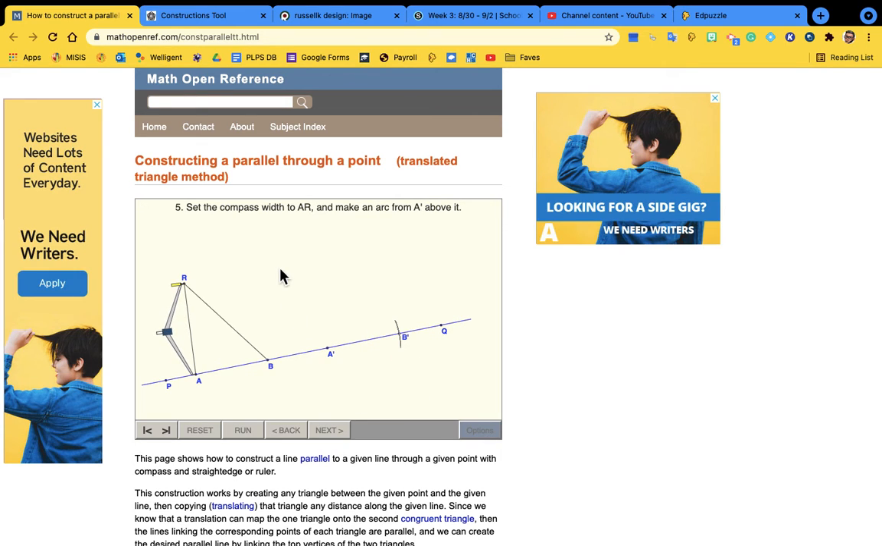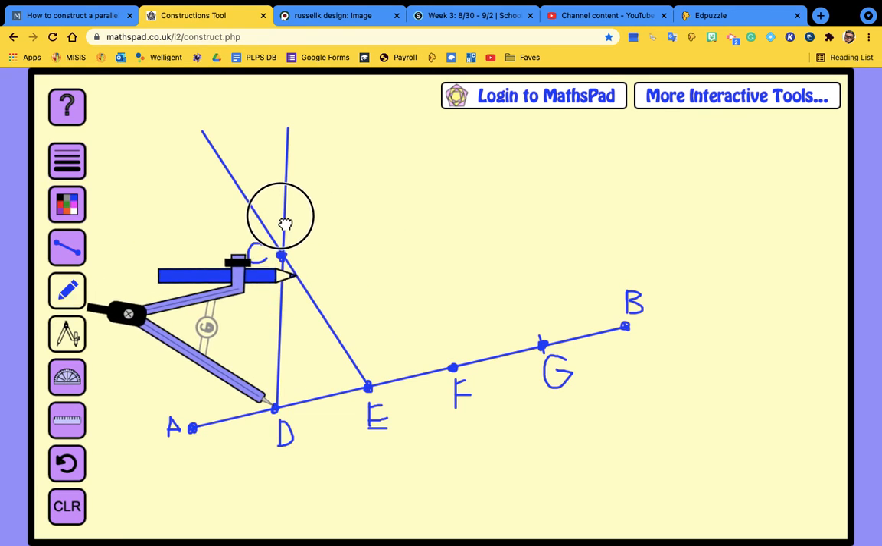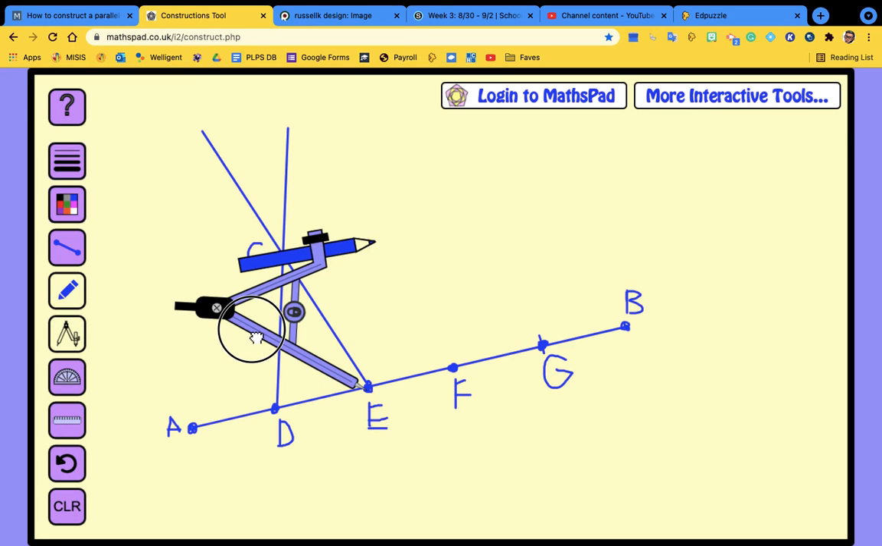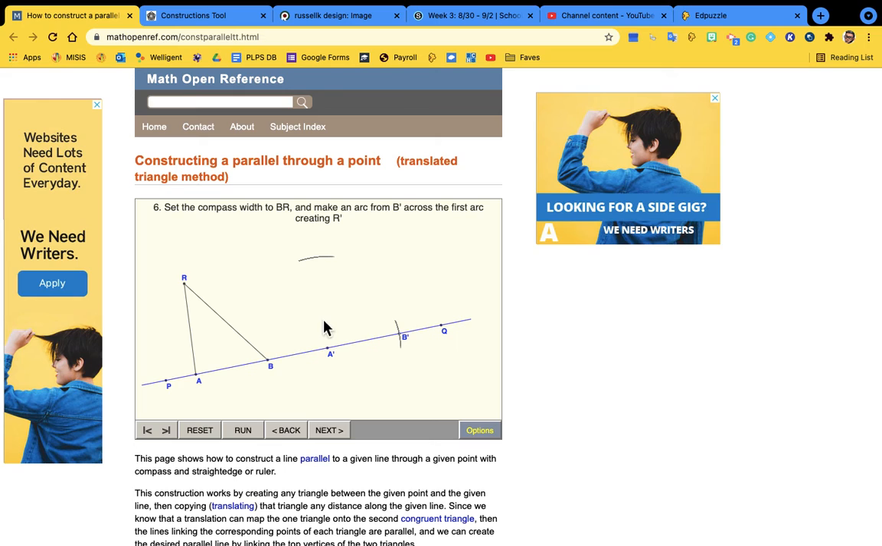So next we're going to take our compass and we're going to place it on D. And I'm going to open it to C. Just like that. I'm going to lock. I'm going to go to F. And I'm going to draw a little arc. Just like that. Okay. So I drew my little arc there. Let's see what comes next.